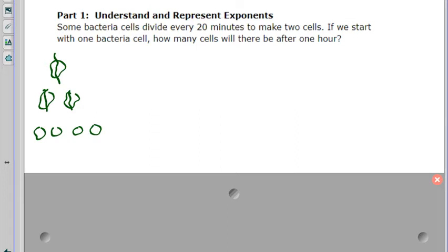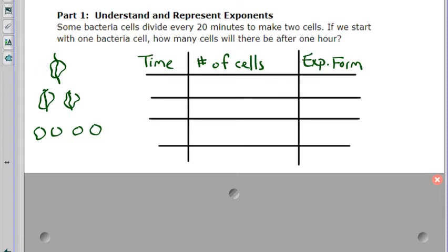So let's make a table to track our information. For the time, we start with time 0. And at 0, we're going to have 1 cell. I'll come back to the exponential form of that later. And then 20 minutes later, it's going to double. So I'm going to take my original cell, and I'm going to double it for a total of 2 cells.